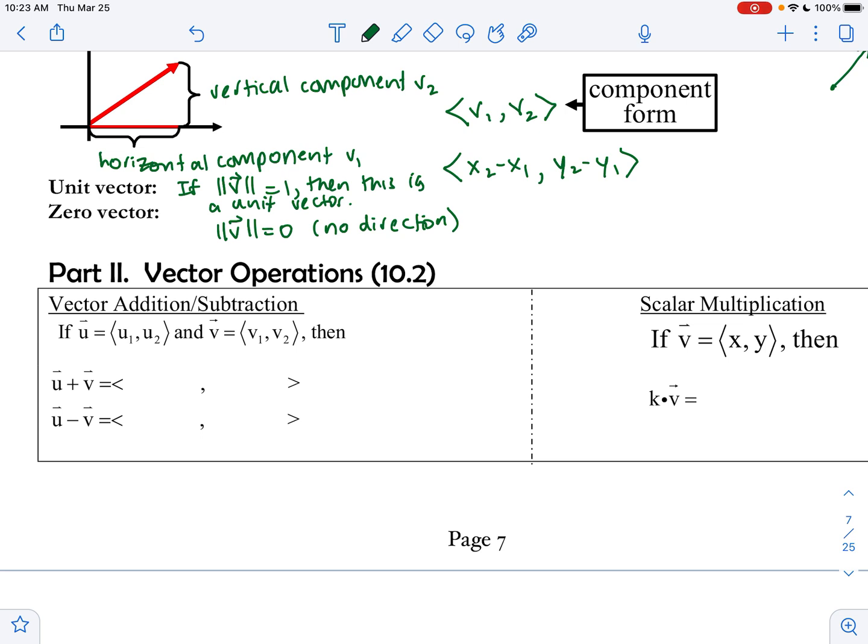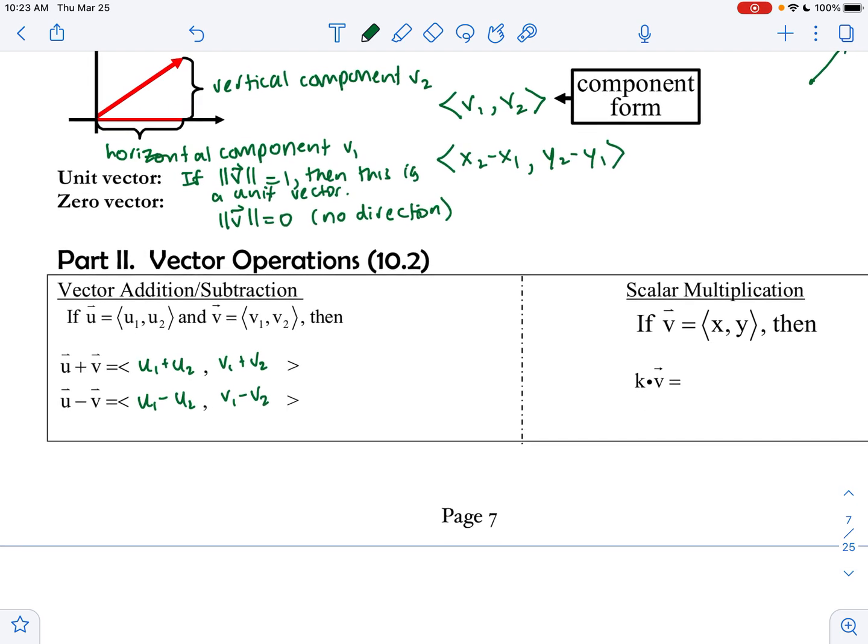So if I wanted to add two vectors, I would simply add the two x components and add the two y components. And similarly, we could do the same thing with the horizontal components for subtraction of two vectors.